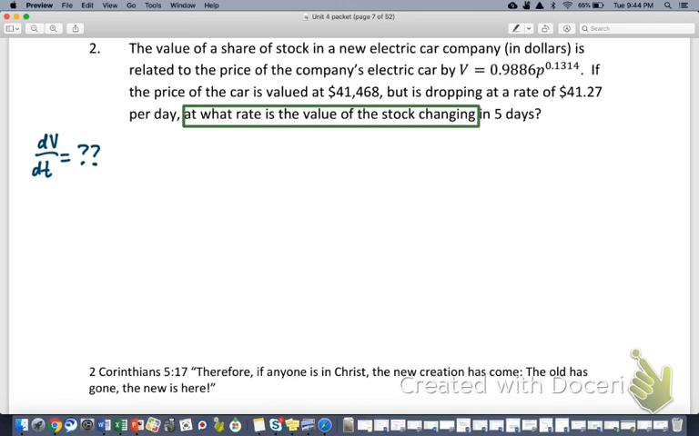Other rates involved, I'll underline those. The price of the car is dropping at a rate of $41.27 per day. So the price of the car is represented by the letter P. So I'm going to say dP/dt, and I'm going to write negative 41.27. The reason why I make that a negative number is because the price is dropping. The price is decreasing, so the associated rate would have to be a negative number.